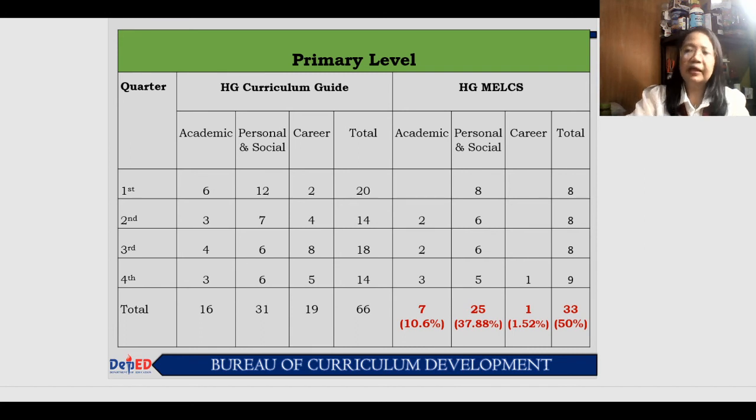This table now shows the data of MELCs for primary level. For the first quarter, the total number of learning competency from the curriculum guide is 20, while on the MELCs, there are 8 MELCs from personal social. For the second quarter, the total number of learning competency are 14, and there are 8 MELCs.